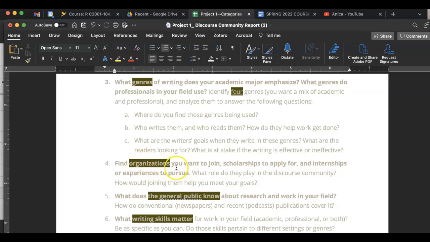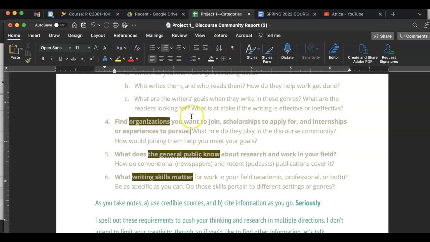organizations, number 4, that you might want to join, and scholarships that exist that you might apply for or not, or internships and experiences to pursue in your field of study and professions. And number 5, how does the general public know about research and work in your field? In other words, how does your field of study enter public discourse, and how is that knowledge delivered for mass consumption?